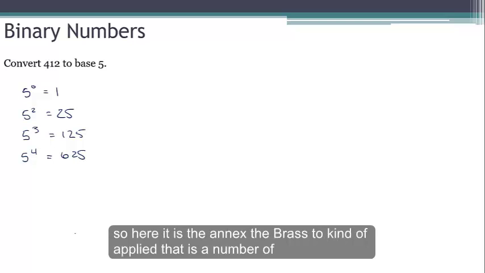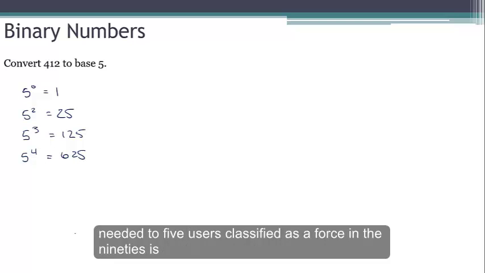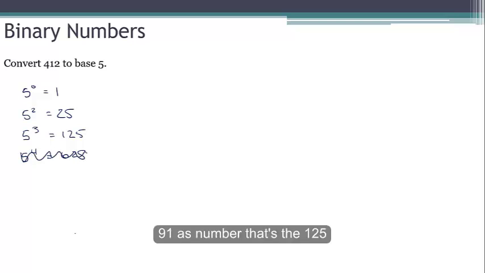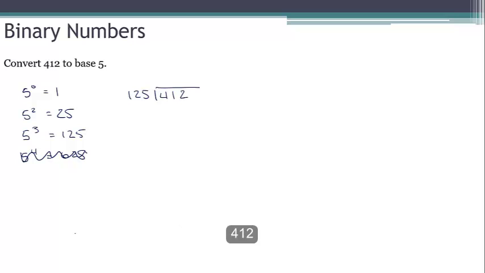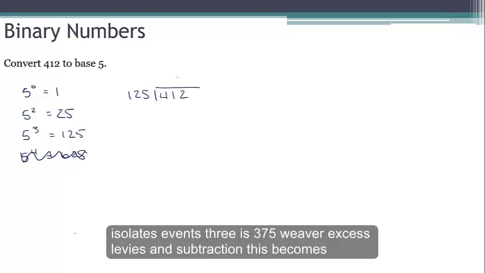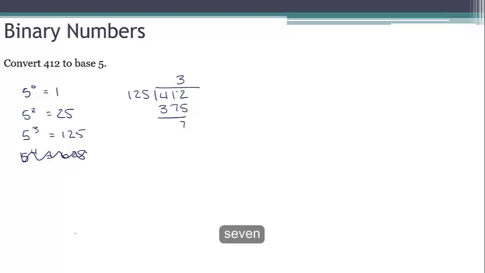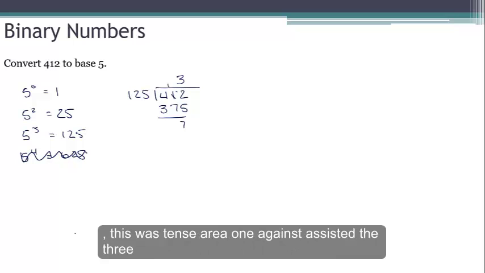So here's going to be our next step. We're actually going to kind of apply the division algorithm. Right, I'm going to divide. Let's cross this 5 to the fourth out because we're not going to use this one. I'm going to take my biggest number, that's the 125, and divide that into 412. Right, so let's see, 3 times 125 is 375. And we very carefully do some subtraction. This becomes 7. This was 10, carry the 1 again, so this is going to be 3.